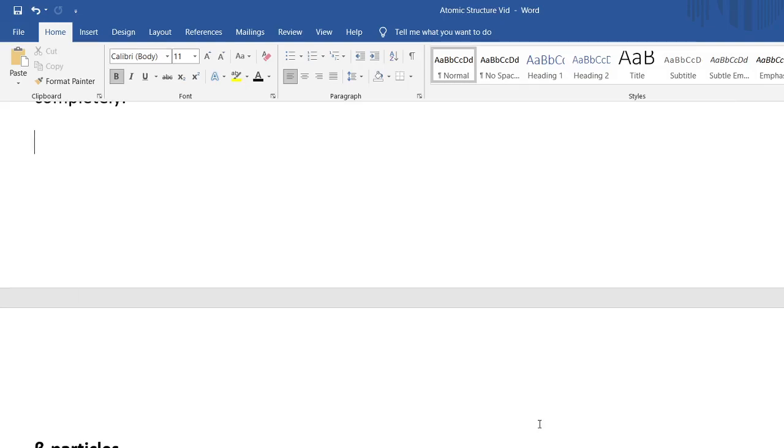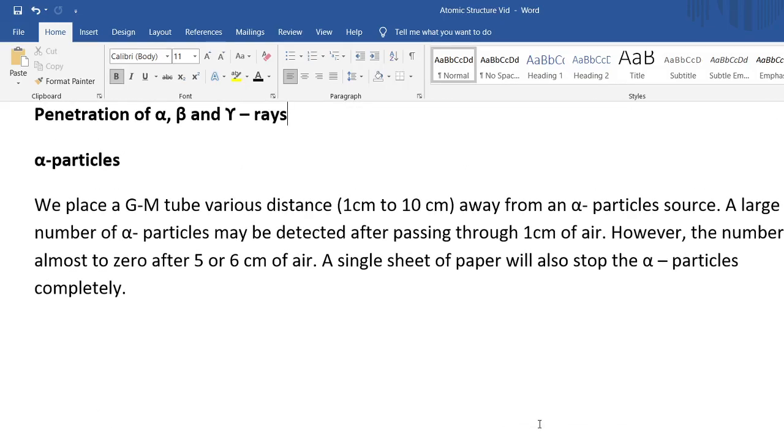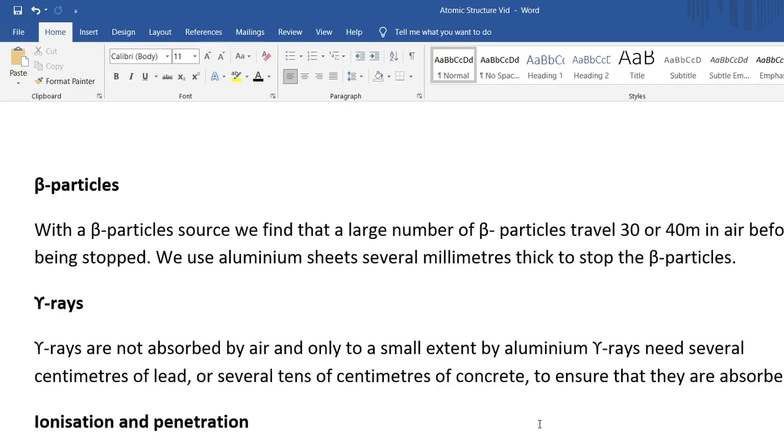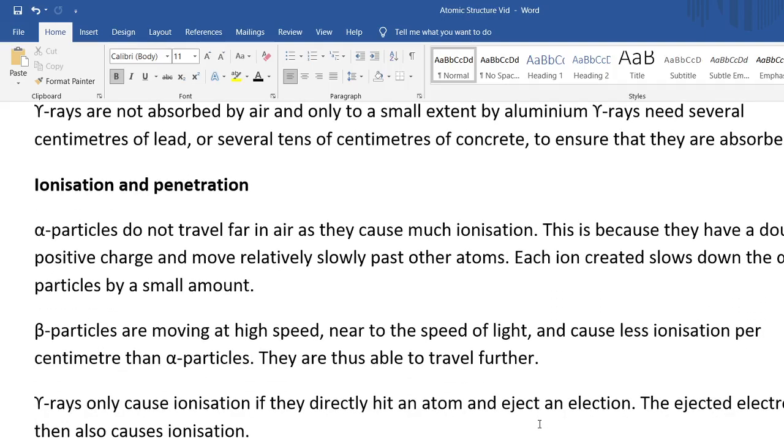In terms of penetration power and stopping power, we found that our alpha will only travel a few centimeters in air, and we say that these particles will ionize easily. What does this mean? It means that the alpha will give up its energy easily to the air particles, therefore it won't travel that far. Our beta, on the other hand, will travel a few meters in air, and our gamma will travel several kilometers in air. Now, in terms of ionization, like we said earlier, our alpha particle will give up its energy quite easily, followed by our beta, followed by our gamma.